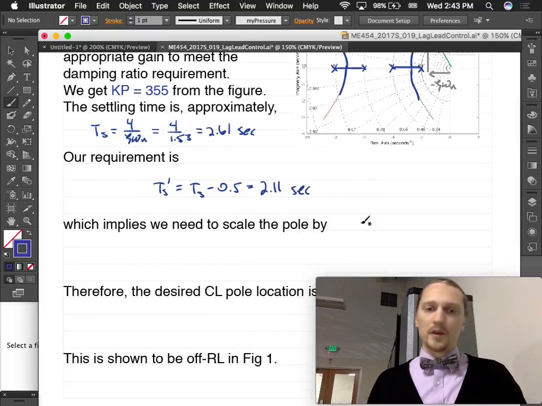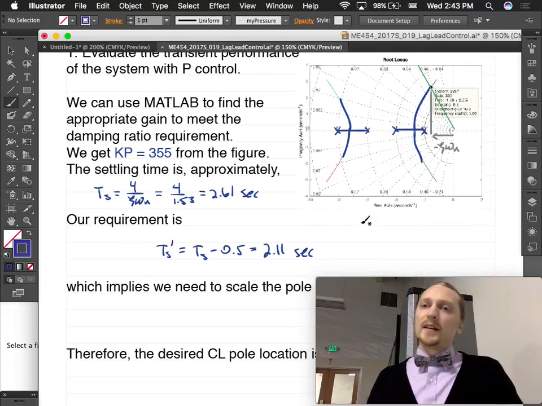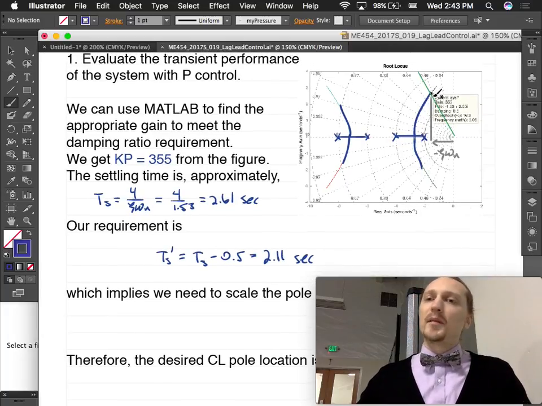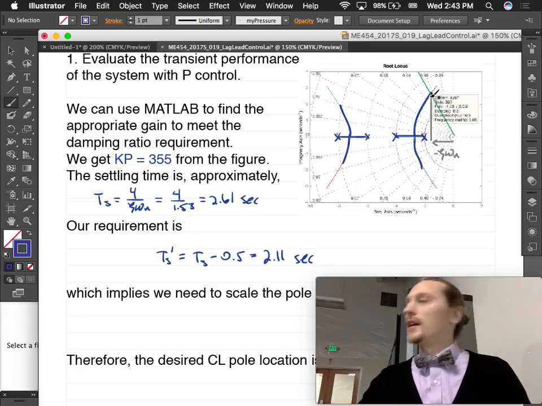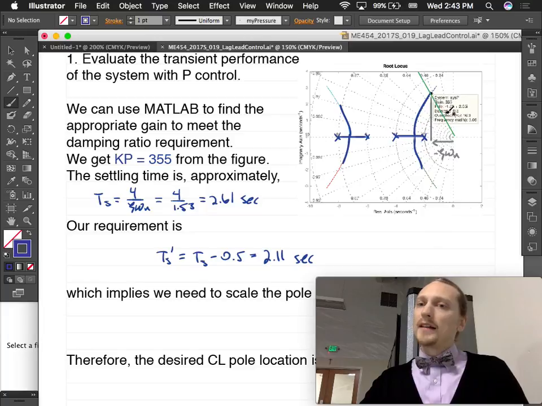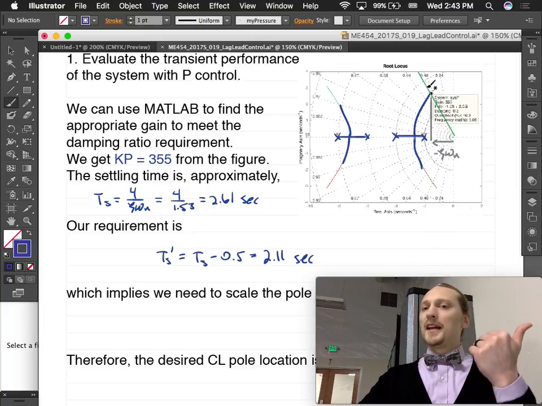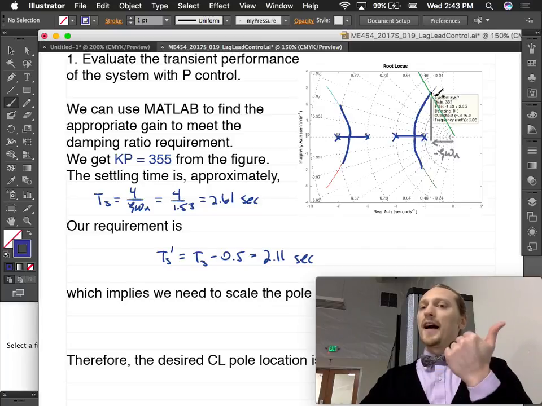No period, which implies we need to scale the pole by a certain amount. We want to stay on that damping line, if we think of it as being a vector starting at the origin and ending at that original closed loop pole location. If we want to move along that damping line and we want to move to the left, but always along the damping line, we just want to scale that vector, right?